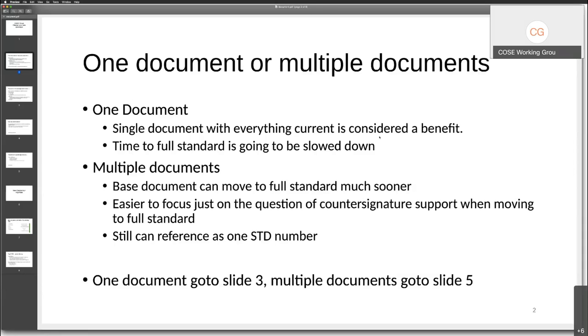Any other opinions or questions from anybody? Okay. Well, speaking for myself, this is Matthew Miller. I also have a preference for two documents. Again, partly because we know the shape of what we've got minus the countersignatures, and I think it would be beneficial for us to take the time on that without pausing everything else.